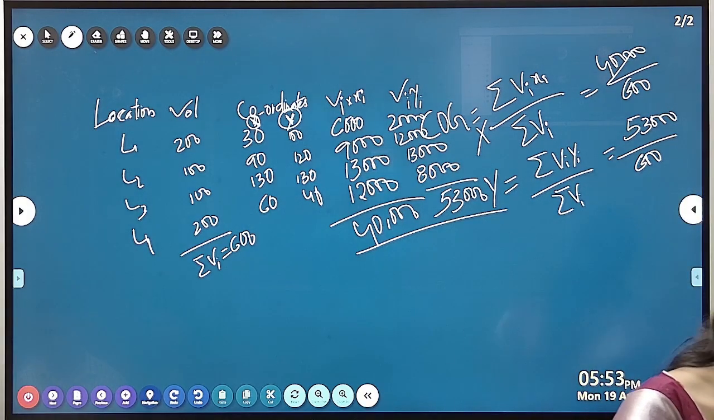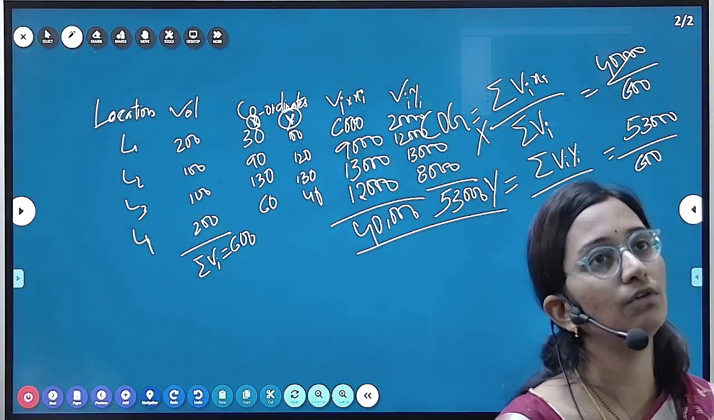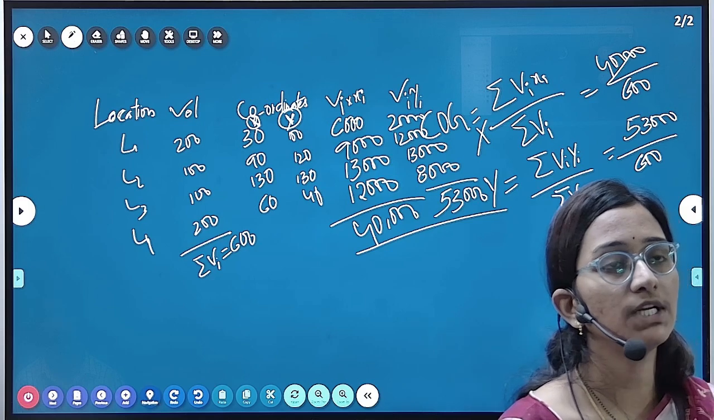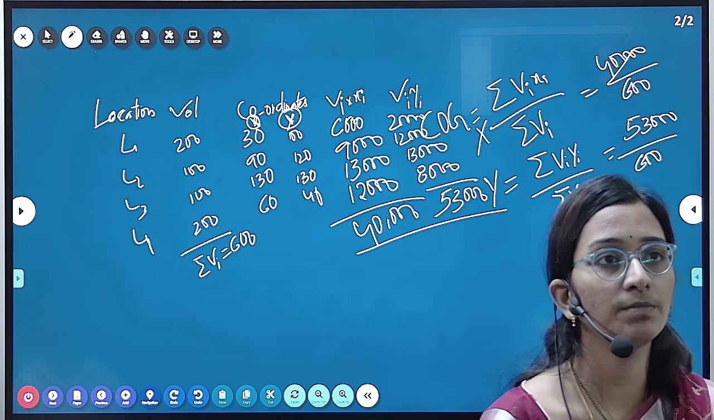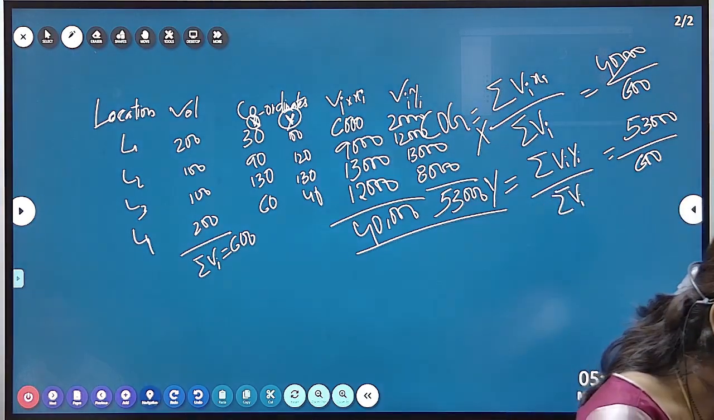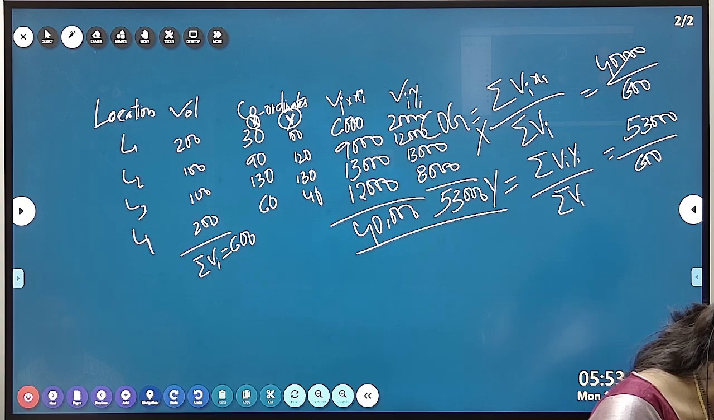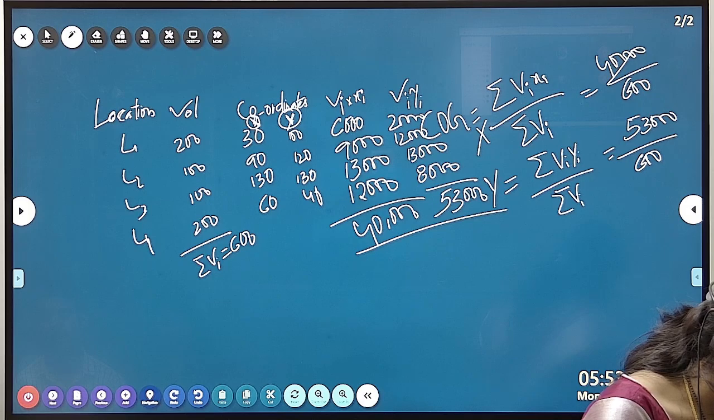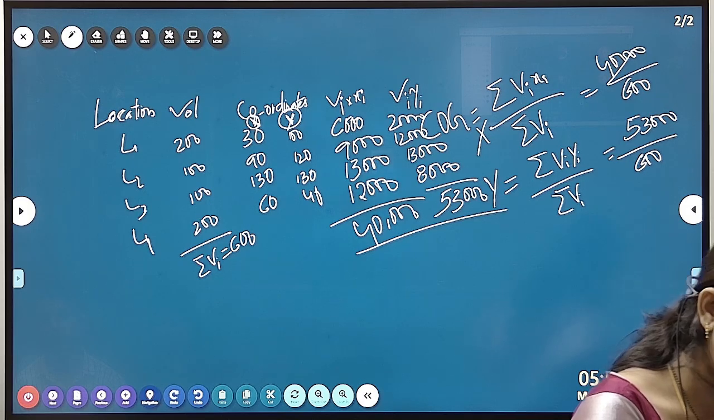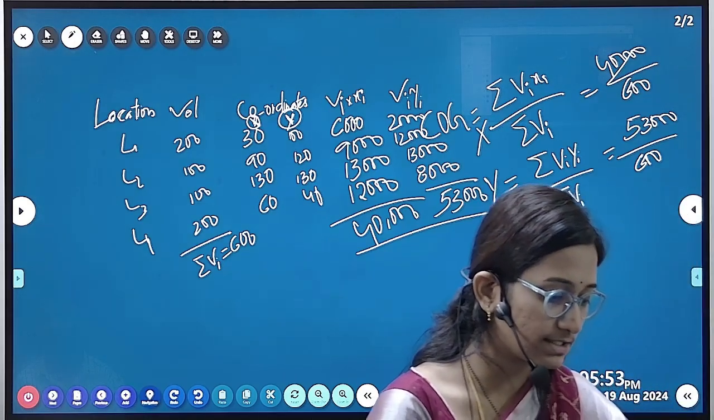So these are the good plant layout objectives. Now, the choice of layout you can go through. Factors influencing the layout choices. What are the factors that influence the layout choices?